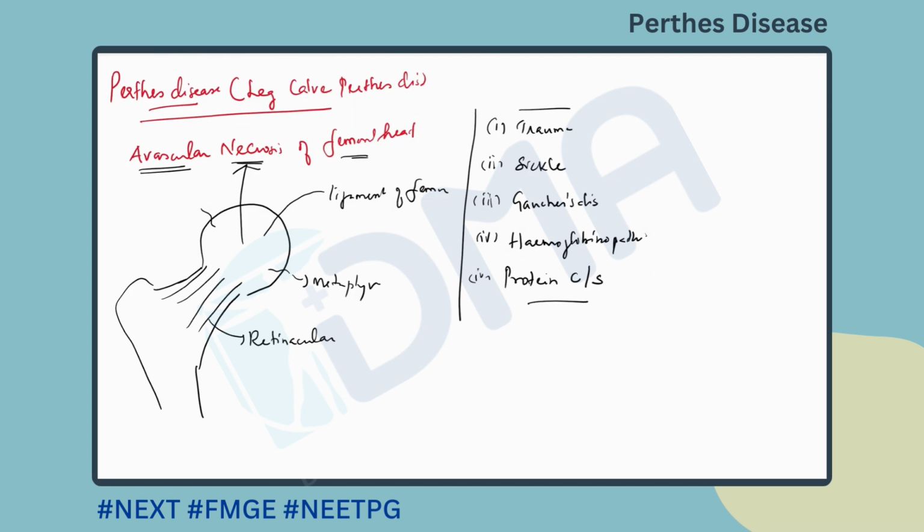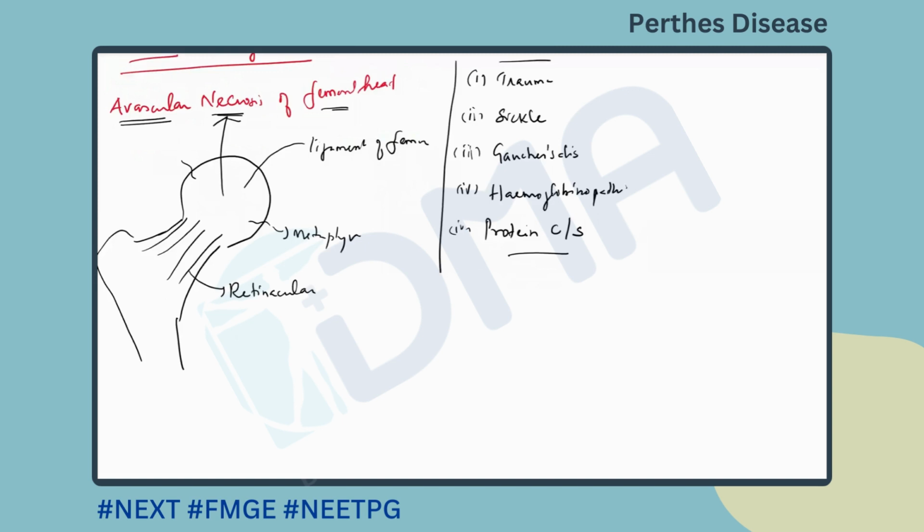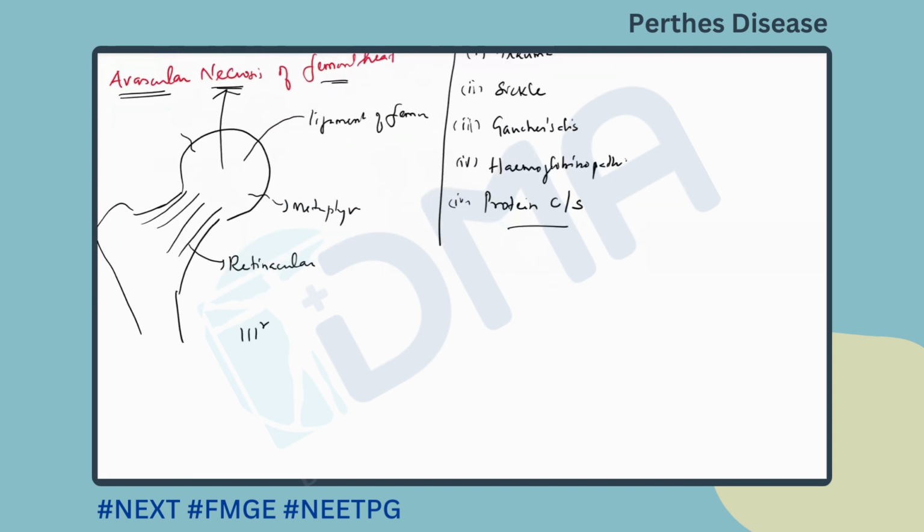Very similar conditions can occur in other parts of the bone. Such a condition happening in the navicular bone is called Köhler's disease. It's very similar to Perthes disease, a similar condition, that is, loss of blood supply. If it happens in the navicular bone, we call that disease Köhler's disease.